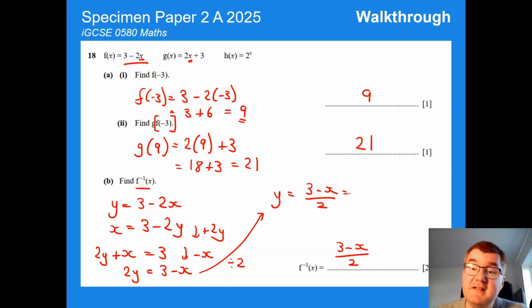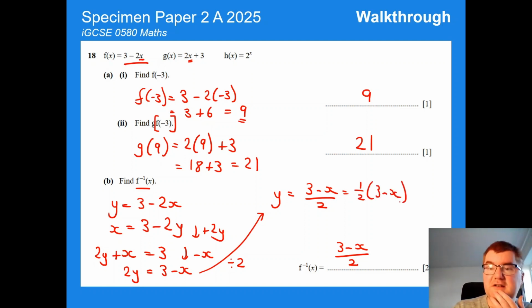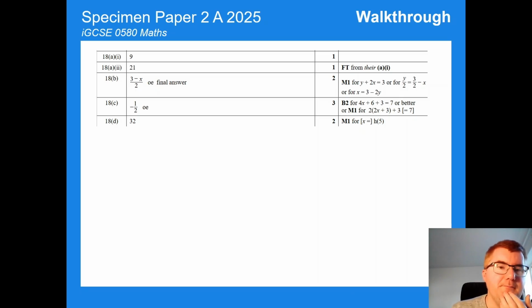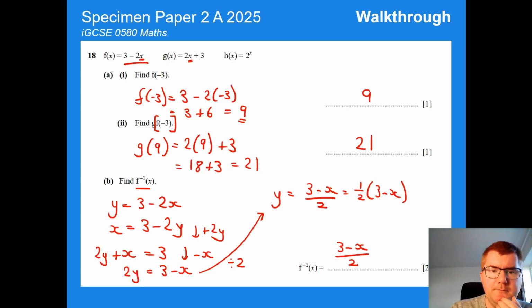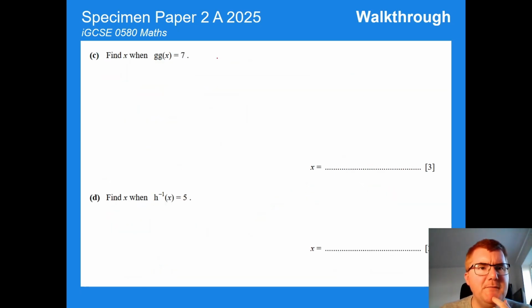Again, you could also write this as a half bracket 3 minus x as an alternative here. If we look at the answers, they've written it the same way I have, but again, you can also write it differently too. Perfect. Right, question C. Find x when g of x is equal to 7.